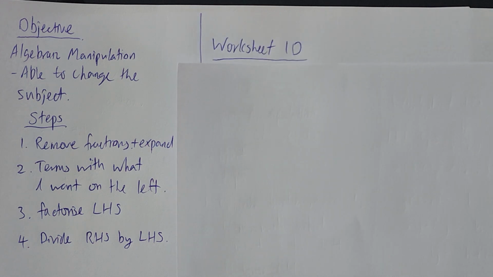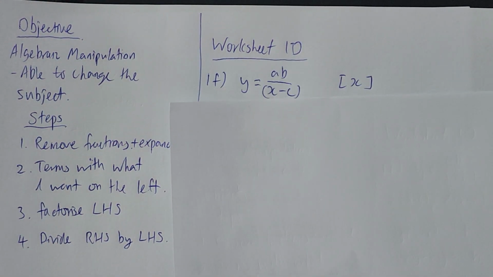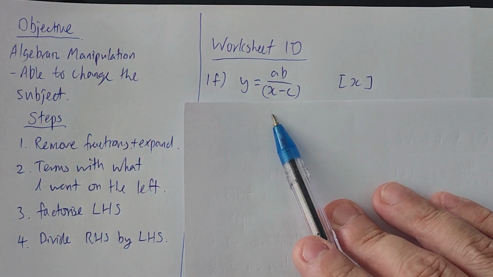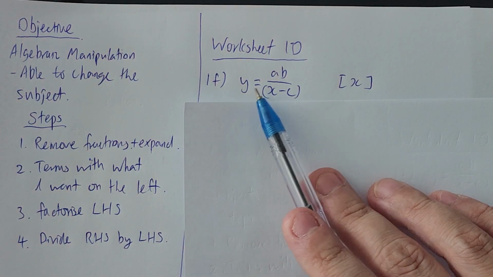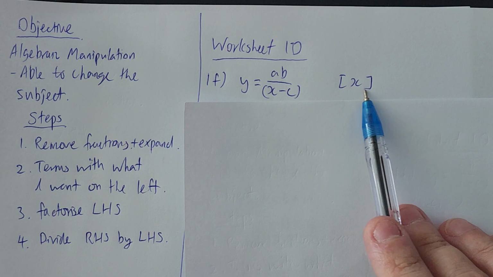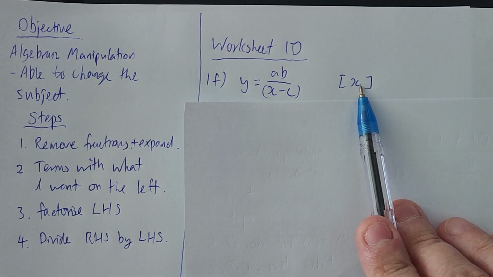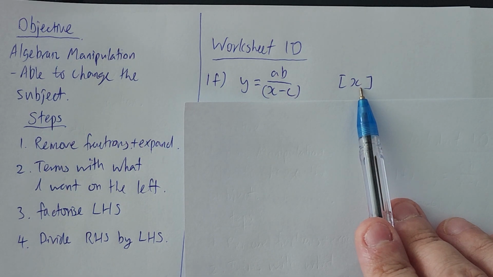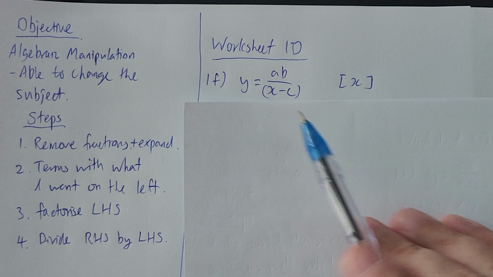All right. So the first one is on worksheet 1D, question 1F. So this is an equation, and as you can see, y is the subject. So we need to change the subject. I don't want y to be the subject, I want x. This is from the workbook. So I want x to be the subject. That means ultimately I want x equals something. So how are these steps?